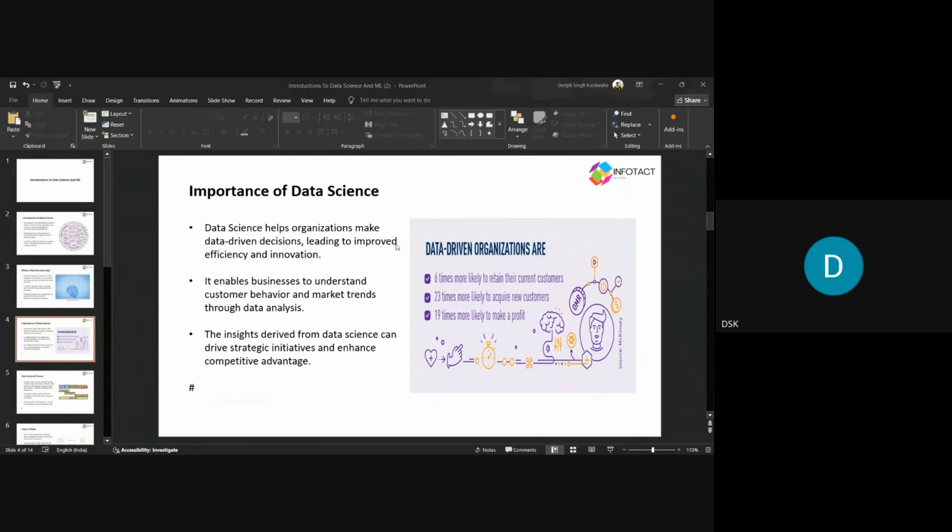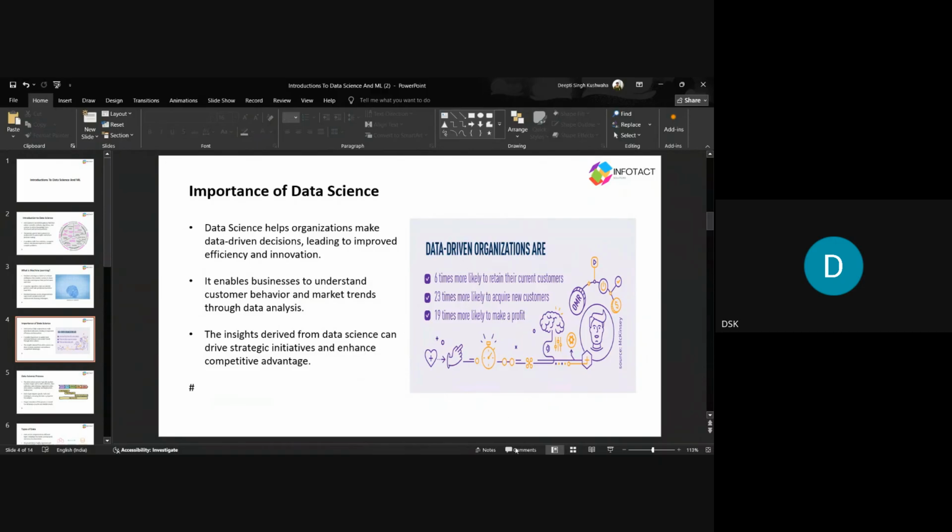For competitive advantage, a car company might analyze traffic and pollution data to decide that building a new efficient electric vehicle for crowded cities is a great strategic move that will sell better than its competitors' cars. So these are basically the outcomes and the importance of data science.